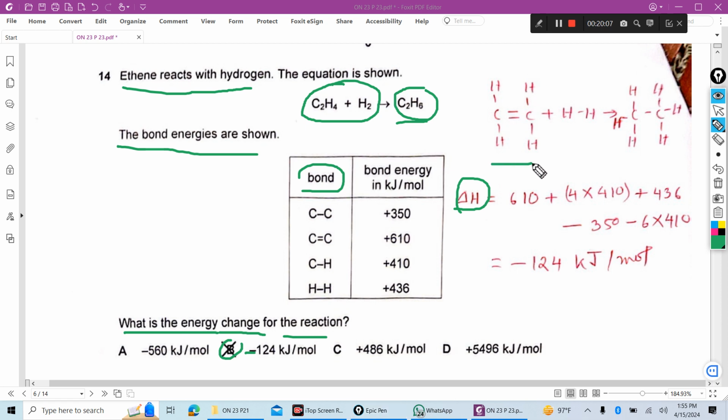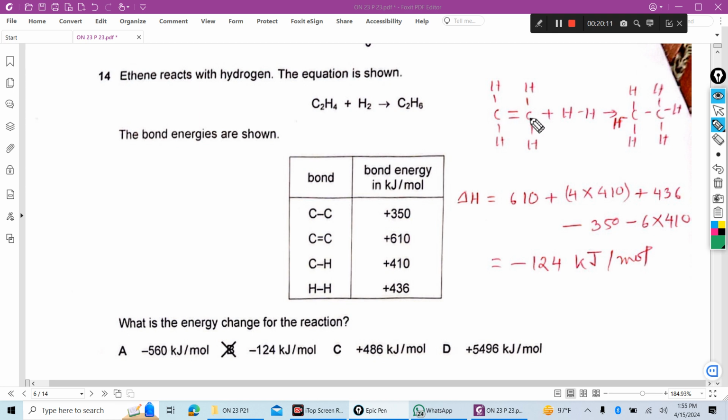How do you see this? Here ethene and hydrogen produce ethane. Now you see carbon-carbon double bond 1, so 610, plus carbon-hydrogen bond 1, 2, 3, 4, 4 times 410, plus hydrogen bond 1 times 436, minus bond formed. Here carbon-carbon single bond 1, so minus 350, minus carbon-hydrogen bond 1, 2, 3, 4, 5, 6, 6 times 410, equals minus 124 kilojoule per mole. So B is the right answer, correct answer.